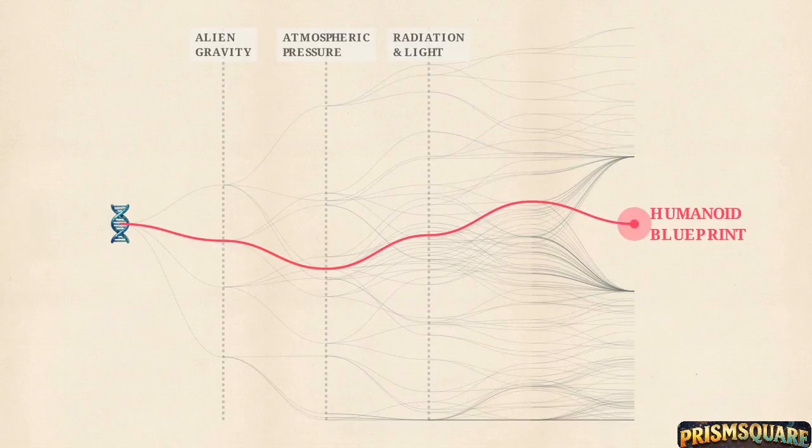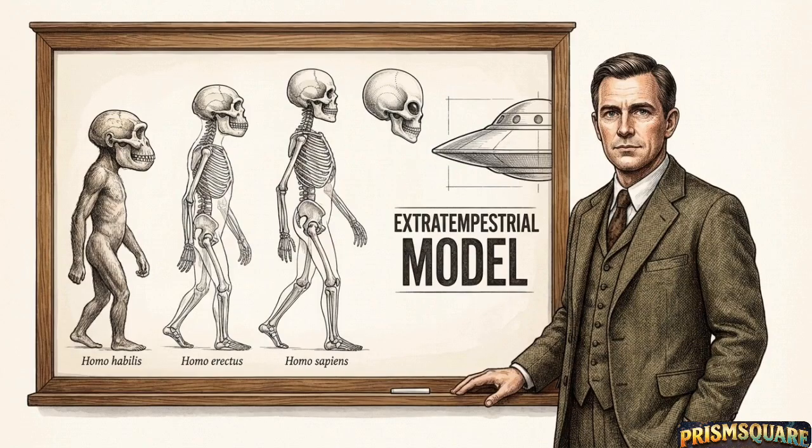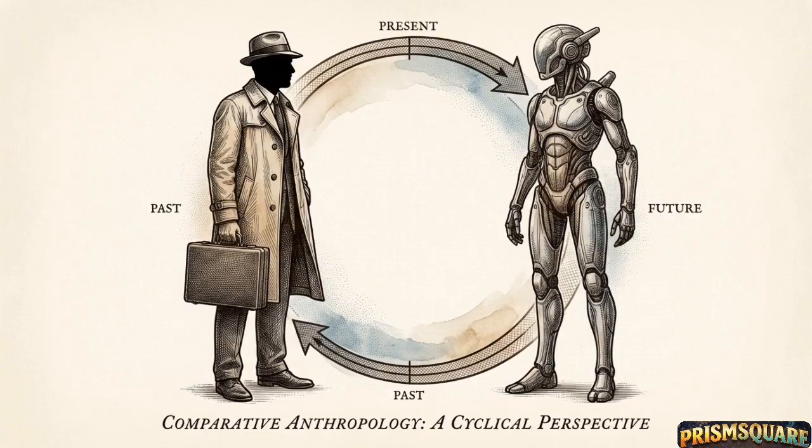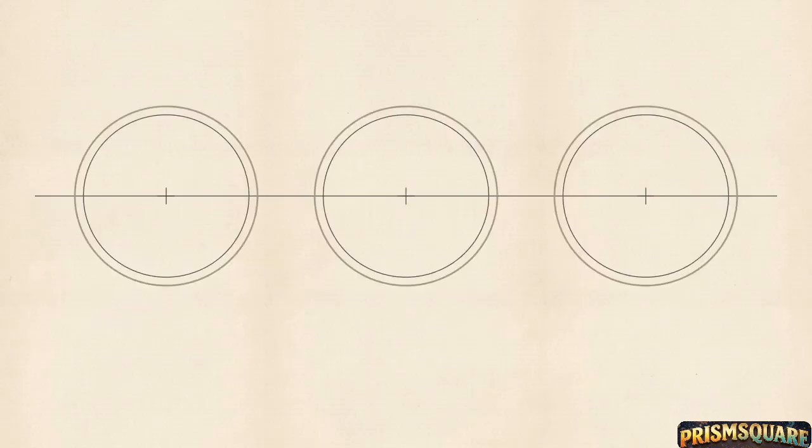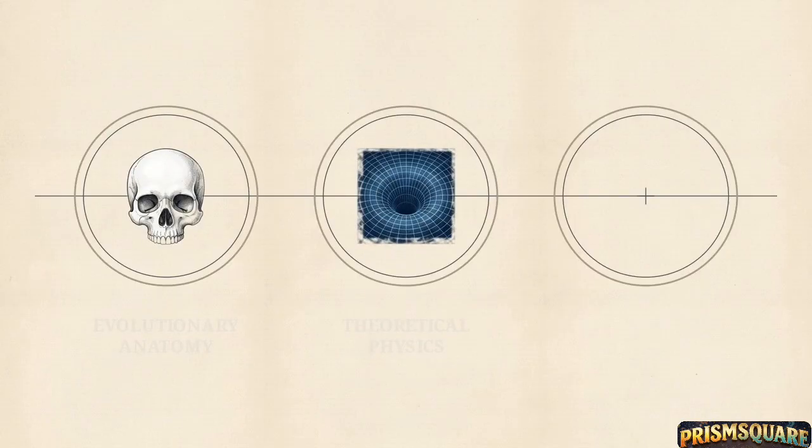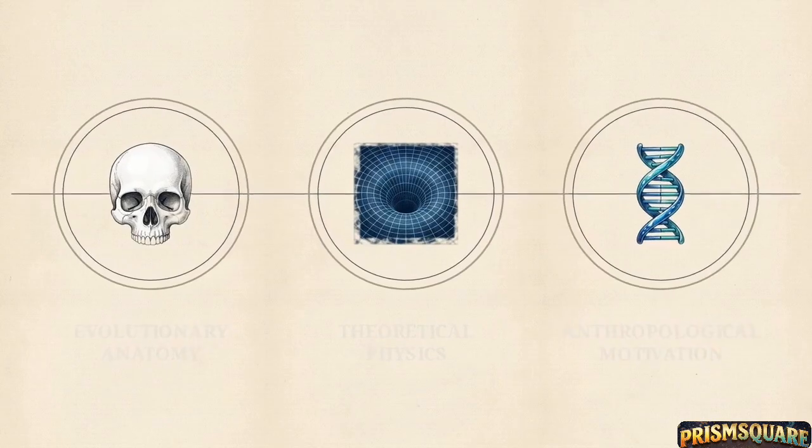exact humanoid blueprint. Biological anthropologist Dr. Michael P. Masters proposes a formal scientific framework to address this biological overlap. He calls it the Extratempestrial Model. This model identifies UAP occupants as our own descendants, returning from the deep human future. Masters constructs this hypothesis using 3 pillars of science: evolutionary anatomy, theoretical physics, and anthropological motivation.